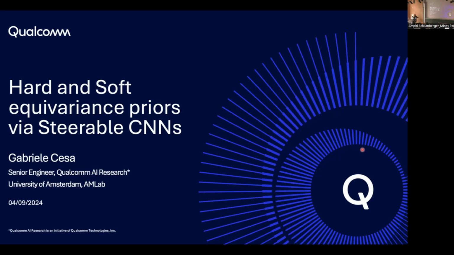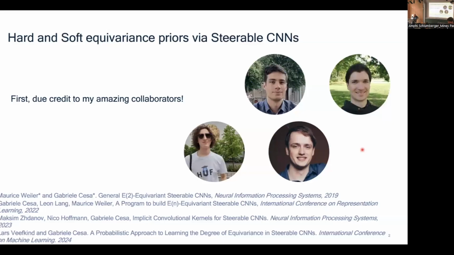Yeah, I'm Gabriele Cesa from Qualcomm Research and University of Amsterdam. I'm gonna talk about steerable CNNs, as mentioned before. Before jumping into the technical part of the talk, let me briefly thank all my collaborators over the last few years, who contributed to all the works I'm gonna present today. So in particular, Maurice, Leon, Maxime, and Lars.